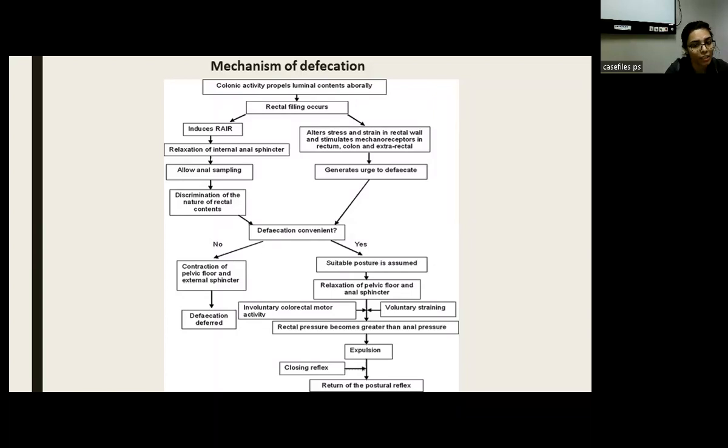The rectal pressure increases, and when it increases to 25 to 30 mm of mercury, the expulsion and defecation occur. However, the rectal filling also generates the urge to defecate by the highly sensitive anal canal receptors, and if defecation is not convenient, contraction of the pelvic floor and the external sphincter also occurs. The corpus cavernosum recti also helps in this, and this was the defecation process.